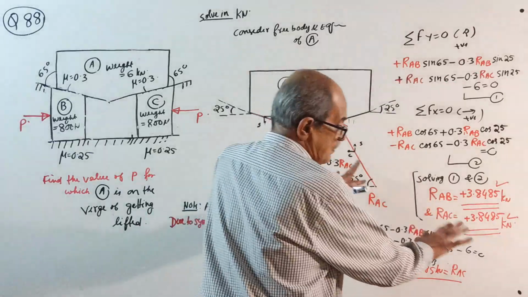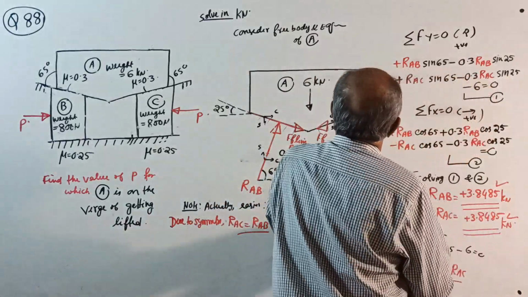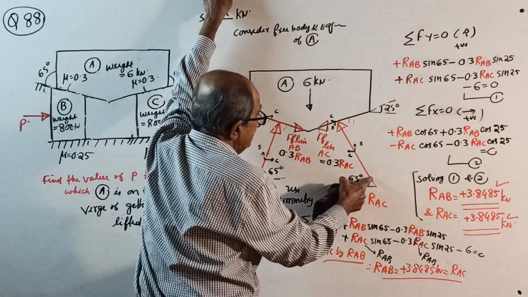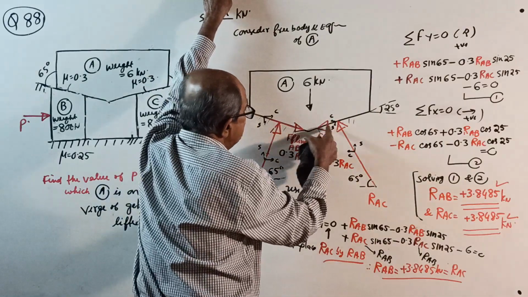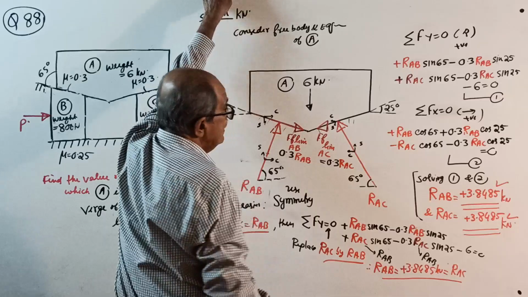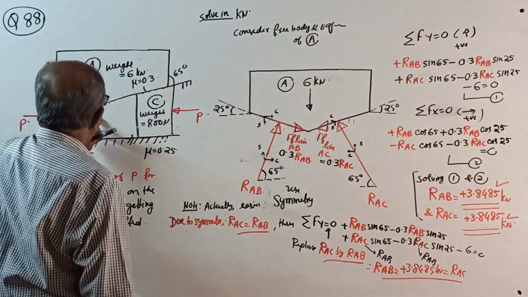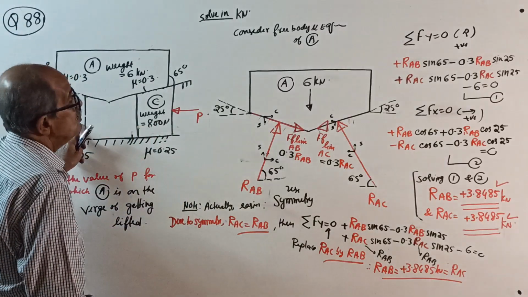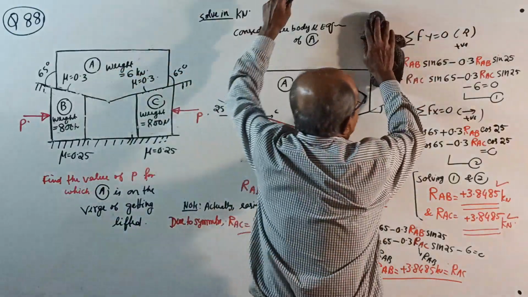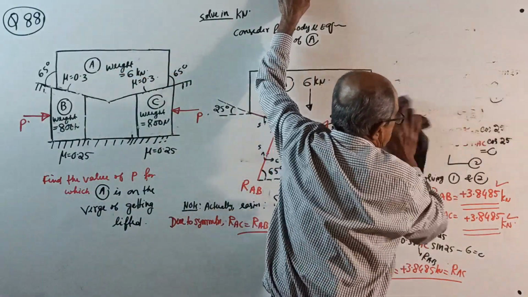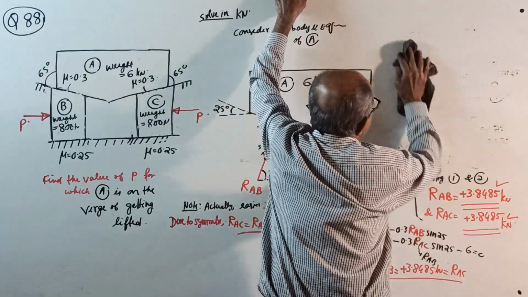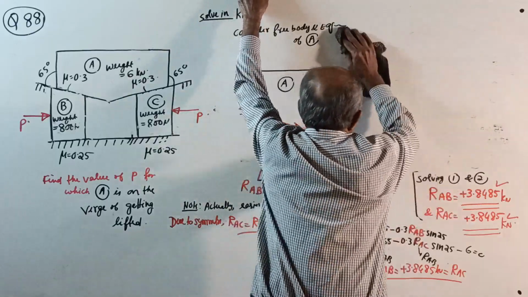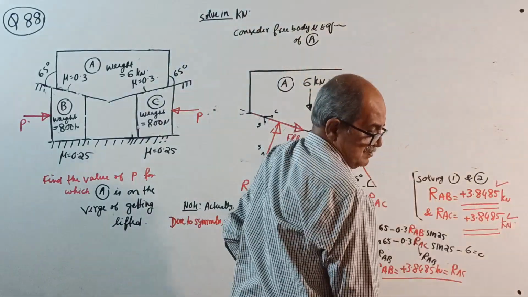Now I will remove everything and consider the free body. Remember, make a note. This reaction came equal to this reaction, and this friction equal to this friction. Now you can consider the free body of either B or C. Both are not required, any one of them will do. This I remove now, this is all not required. I want to bring more space here.